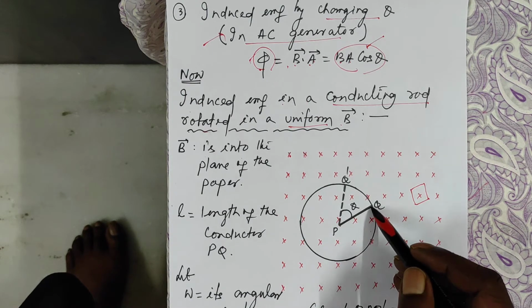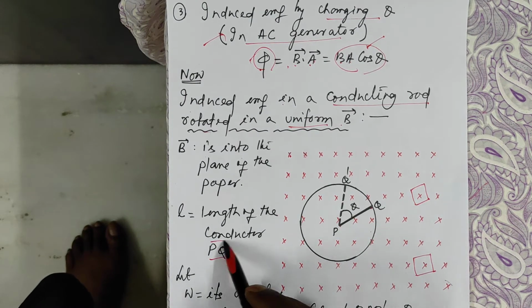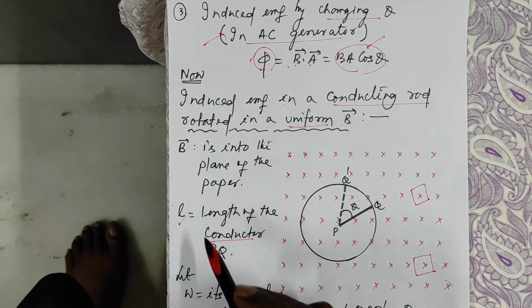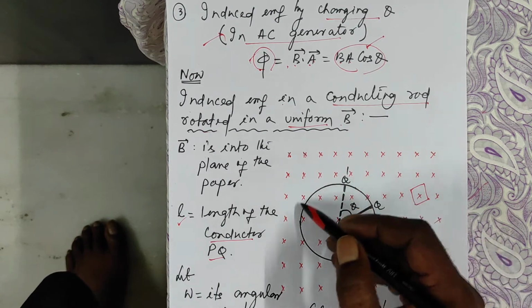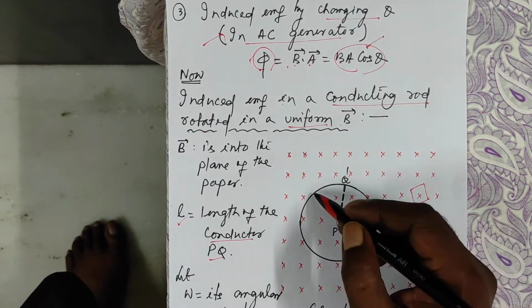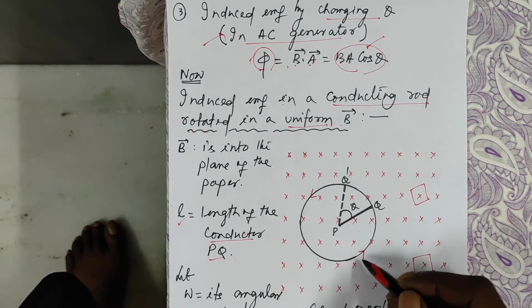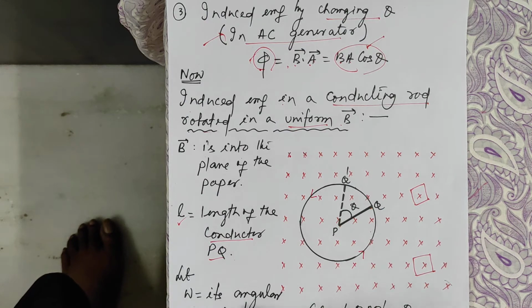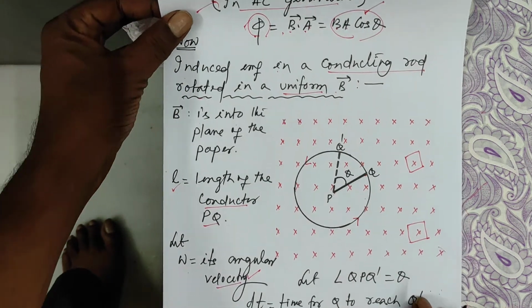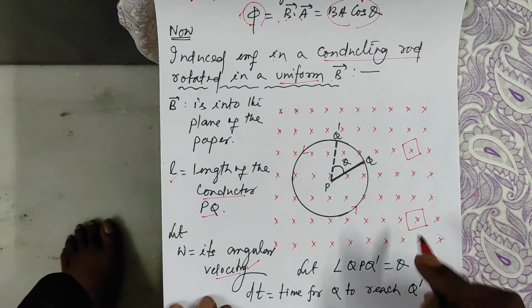From P to Q is a conductor whose length is L. This conductor is rotating in this magnetic field in this direction, anti-clockwise. It can rotate clockwise also. Let omega be its angular velocity.